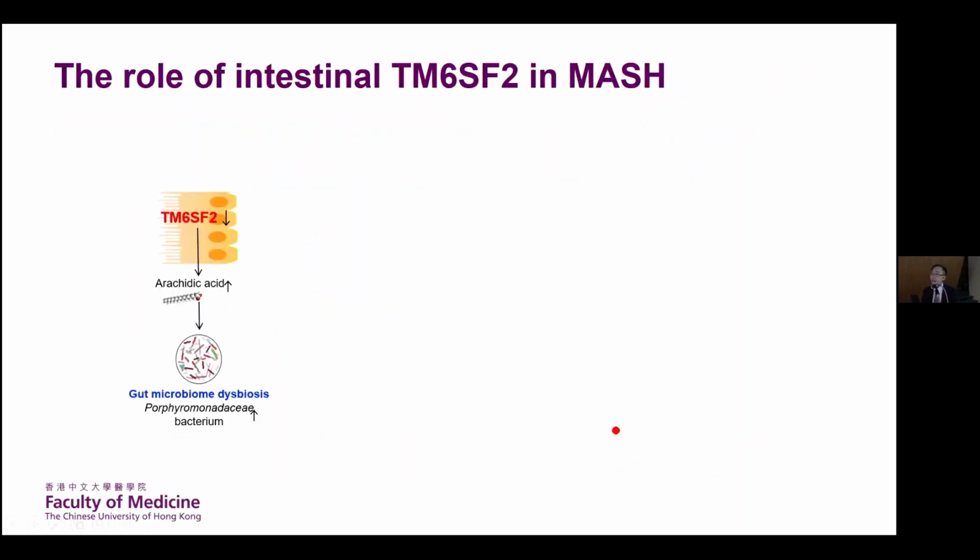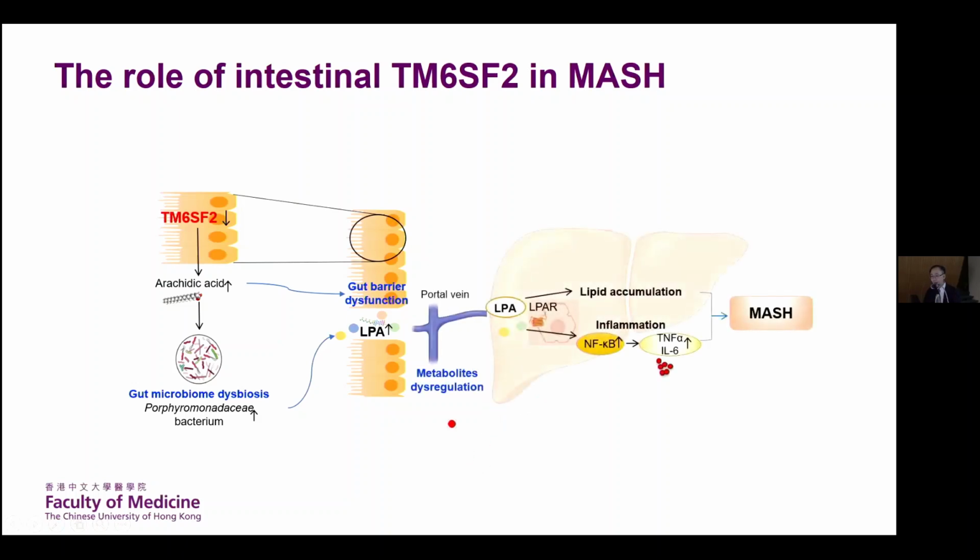Therefore, in conclusion, Chairman, ladies and gentlemen, in a series of experiments, we demonstrated that TM6SF2 in the intestine actually matters. In the intestine, knockout or suppression of TM6SF2 would result in an increase in the metabolite arachidic acid, which would in turn lead to gut microbiota dysbiosis. This would in turn affect the gut barrier dysfunction, and the unhealthy gut microbiota would produce lysophosphatidic acid, which is harmful. Together into the liver, it would lead to lipid accumulation. It would lead to inflammation, a key feature of steatohepatitis, through upregulation of NF-kappa B and inflammatory cytokines, and finally to steatohepatitis. But of course, we shouldn't forget that TM6SF2 inside the liver is also important because it contributes to the accumulation of fat inside the liver. And with that, I thank you very much.